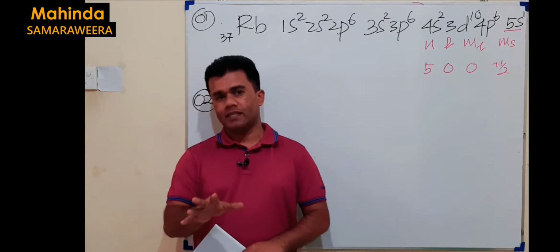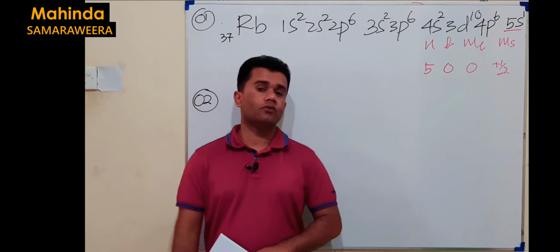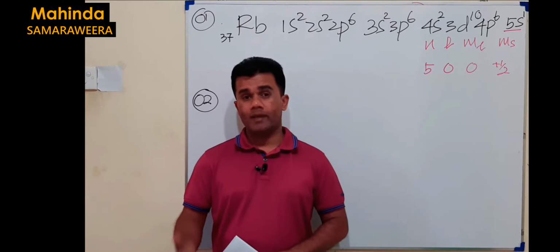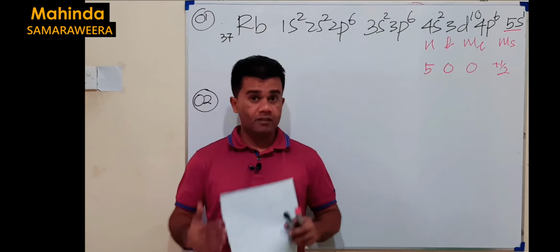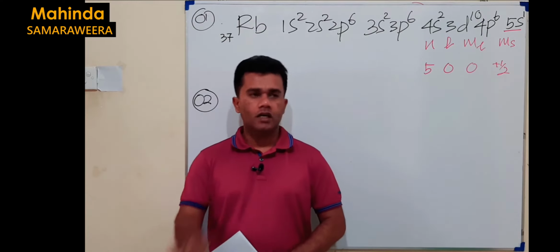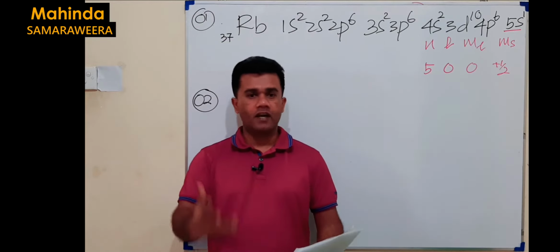Therefore, the rate of diffusion is inversely proportional to the molar mass, because molar mass increasing means the particle becomes heavy. When the particle is heavy, I told you, it moves very slowly. So because of that, these are the factors we have.